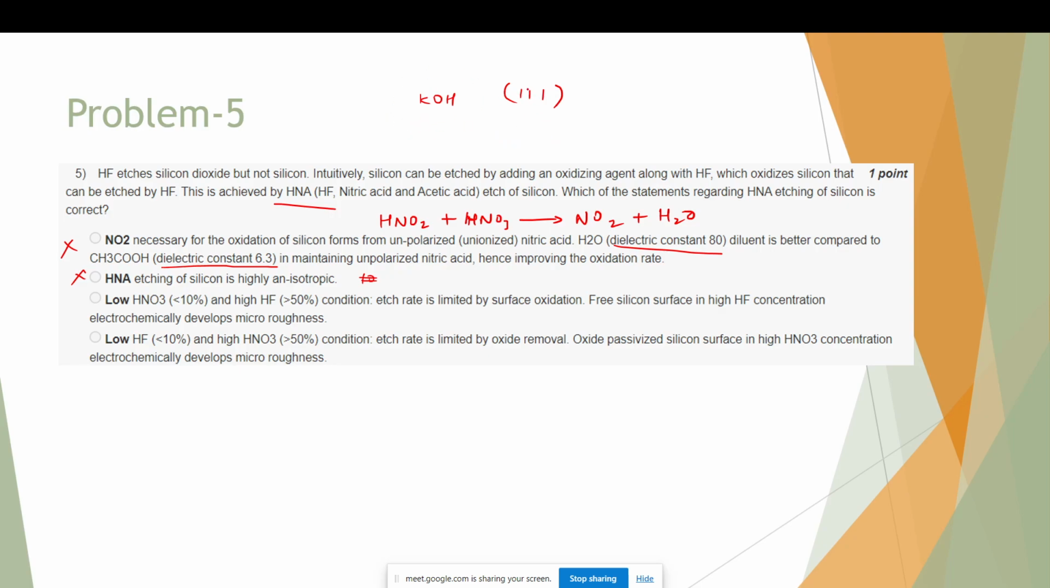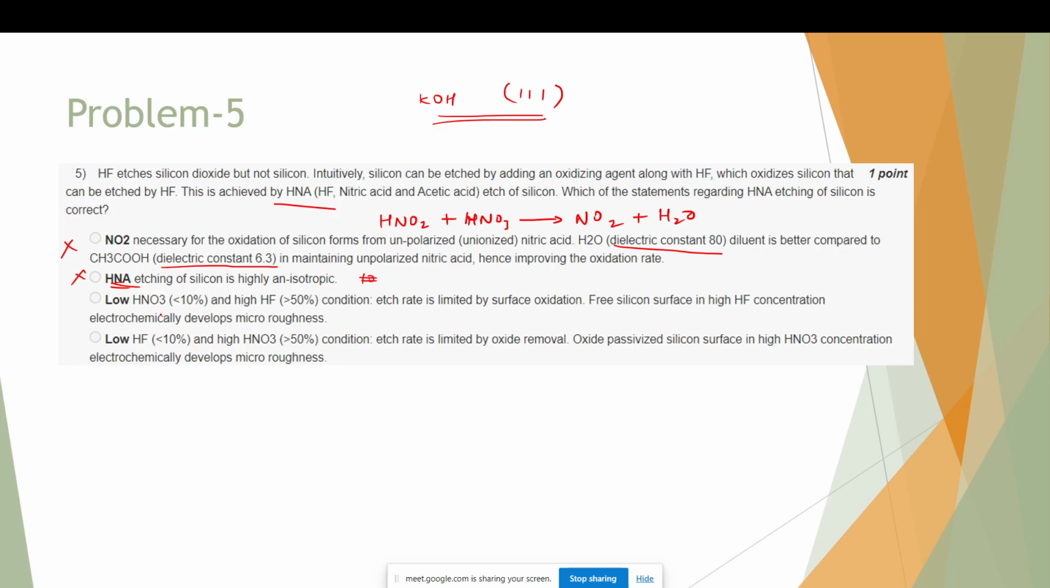So whenever SiO2 is formed on the 111 surface, it acts as a passivation layer and reduces the etch rate of the 111 surface. That is what causes the anisotropy in KOH, but that cannot happen in HNA. That is why it is isotropic.